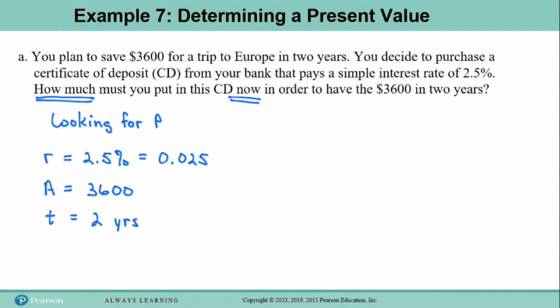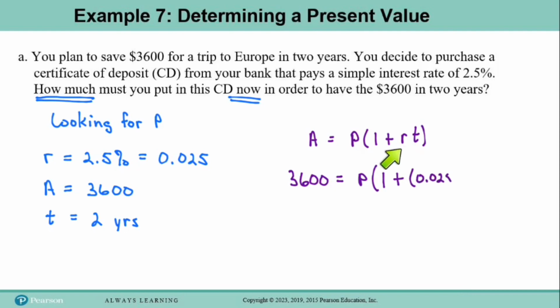So in this case, because we're looking for P, and these are the values that we have, we will need to use the future value formula. So let's write down our future value formula. A equals P times 1 plus RT. And let's plug in the values that we know. The future value A is 3,600. The principal P is what we're looking for. And in parentheses, 1 plus RT is going to be 1 plus 0.025 times 2, because R is 0.025 and T is 2.